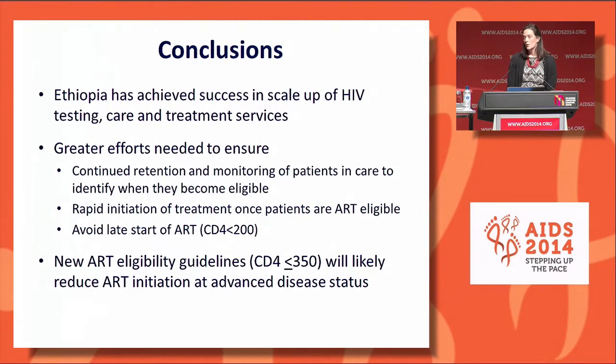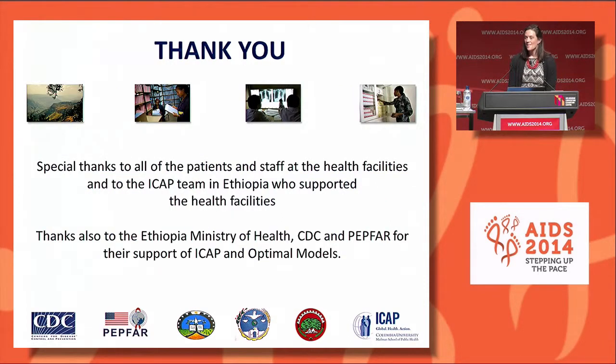So in conclusion, we would say that Ethiopia has achieved great success in scale-up of HIV testing, care, and treatment services. However, greater efforts are needed to ensure continued retention and monitoring of patients, to ensure that they are identified when they become eligible for treatment, to ensure rapid initiation of treatment for those who are eligible, and avoidance of late start of ART initiation. We do think that because new guidelines have been adopted in Ethiopia, in 2012 they went to the WHO 2010 guidance, this will probably have an impact on the number of patients starting at advanced disease status.